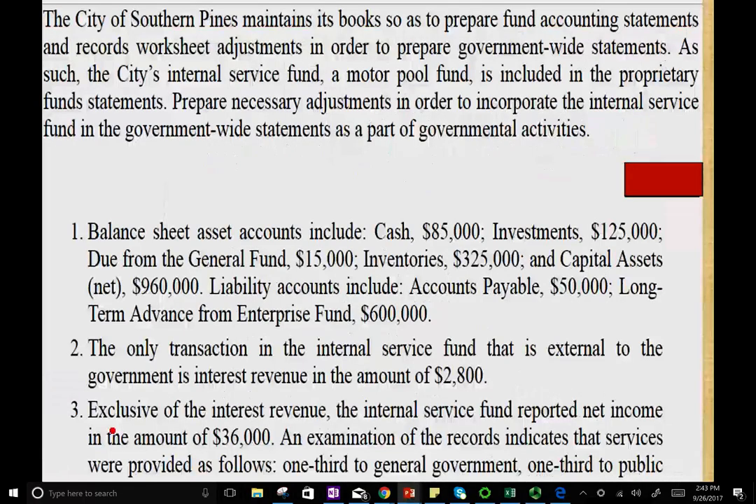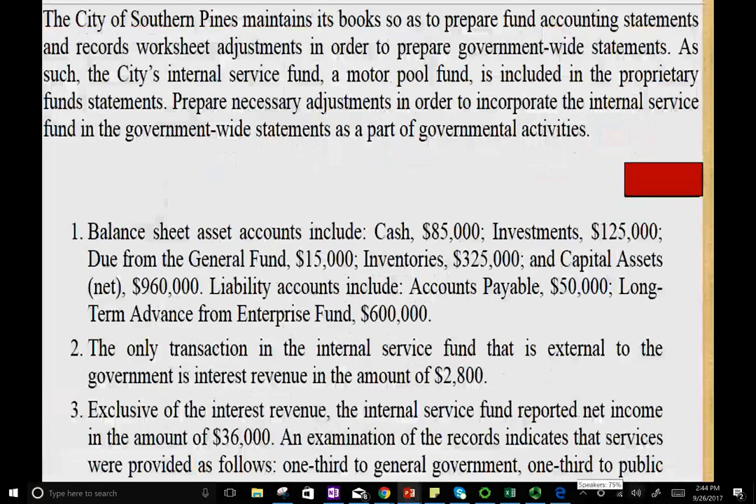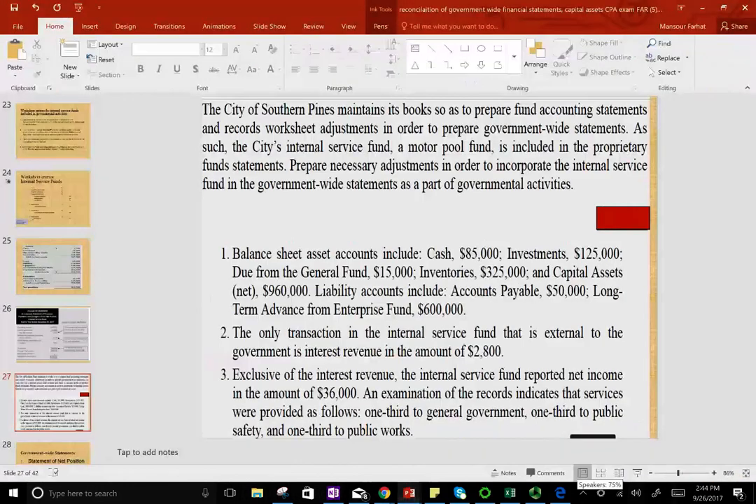And exclusive of interest revenue, the internal service fund reported net income in the amount of 36,000. What do we need to do with this net income? Basically, eliminate it. Why? Because it's overstating the expenditures of other governmental funds. An examination of the records indicates that the services were provided one-third to the general government, one-third to public safety, and one-third to public works. So this profit is coming from those three different departments. Therefore, their expenditures are overstated, so we need to eliminate that profit.